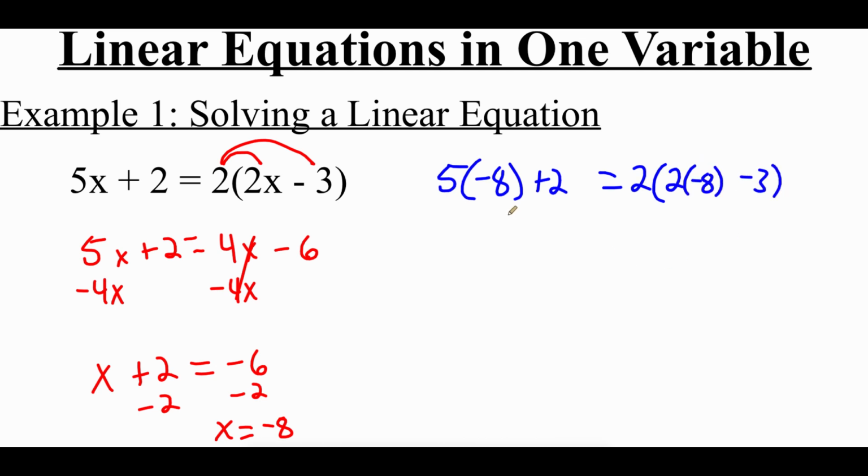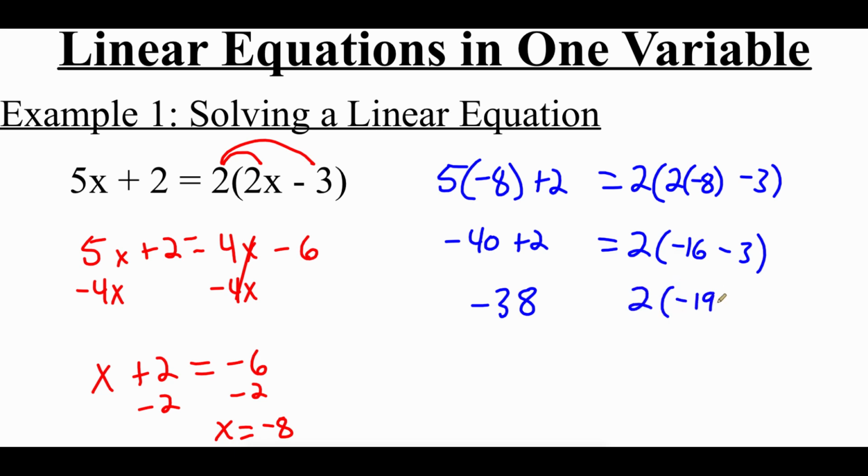Now on the left-hand side, I'm going to simplify that down first. So 5 times negative 8 is negative 40 plus 2, and negative 40 plus 2 is negative 38. Now hopefully if we got our answer right, then we should get negative 38 on the right-hand side as well. First thing I'm going to do is take care of the multiplication inside of this set of parentheses. So 2 times negative 8 is negative 16, and then we've got the minus 3 in there. I'm going to take the negative 16 minus 3 to get negative 19, and then 2 times negative 19 is negative 38. So because we got the same answer, this confirms that negative 8 is our solution.